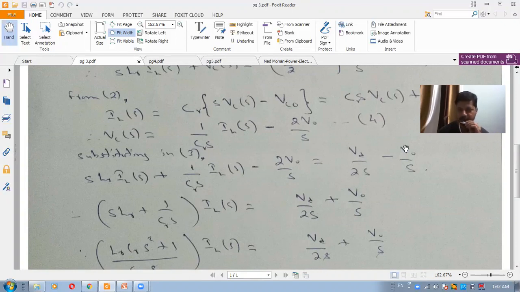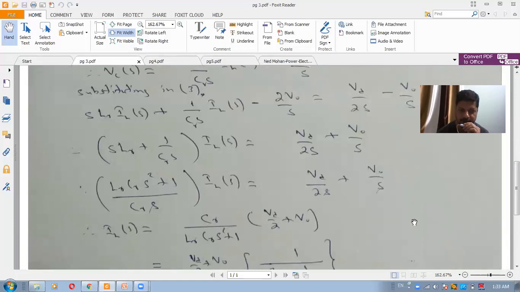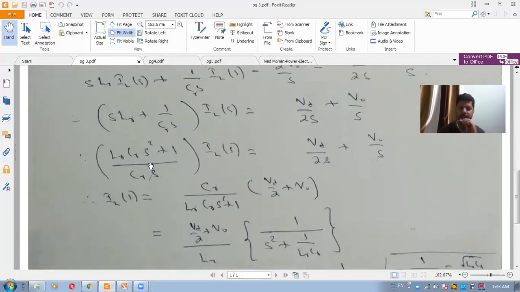This goes on the right hand side, becomes plus 2V0 by S minus V0 by S is equal to V0 by S. Again, we simplify the left hand side and transfer all the terms except for IL of S to the right hand side. So we get IL of S is equal to CR upon LR CR squared plus 1 multiplied by Vd by 2 plus V0. Or Vd by 2 plus V0 divided by LR into 1 upon S squared plus 1 upon LR CR.